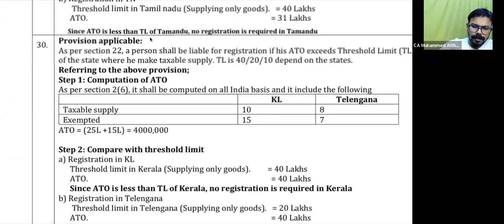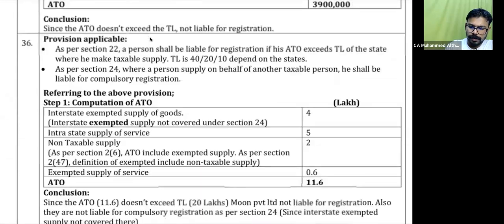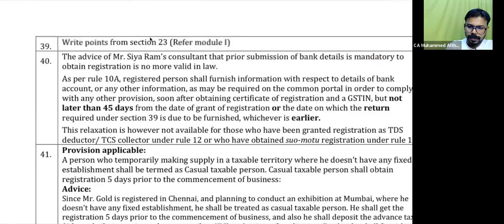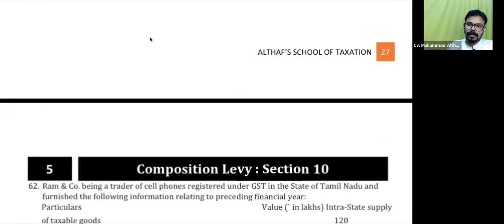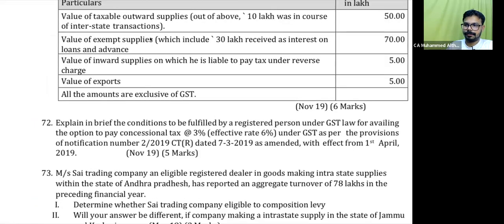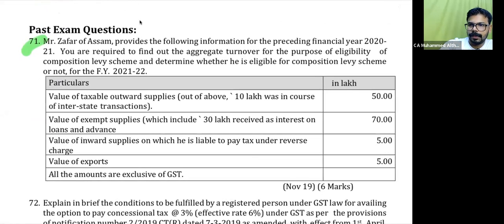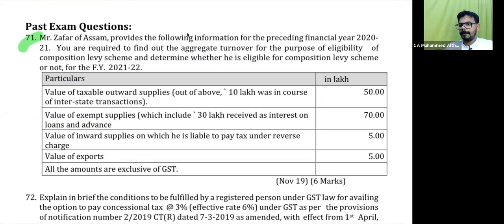Next, in case of composition scheme and dealer, I'll give a small question. This is your exam question. Question number 71. Tell me whether they are eligible for the composition scheme. Read this and tell me whether they are eligible. You know the composition scheme, right? Because I'm not going to discuss the theory. So here also, I'll just show you this.